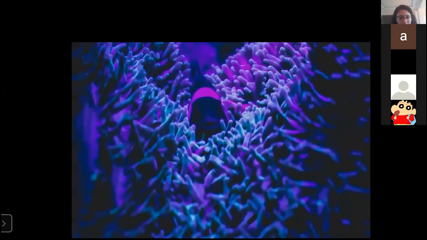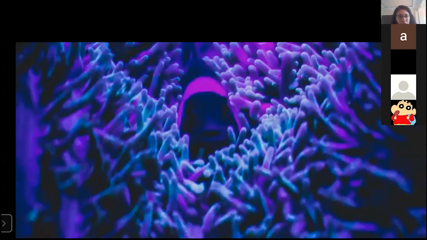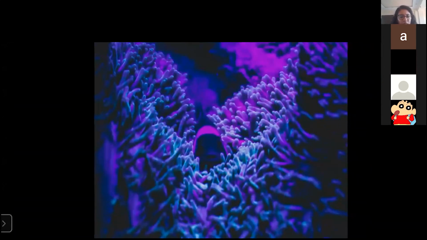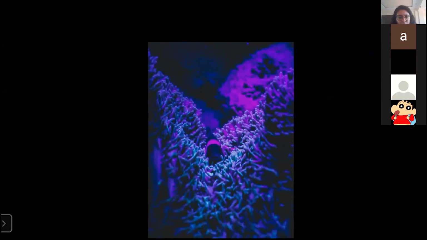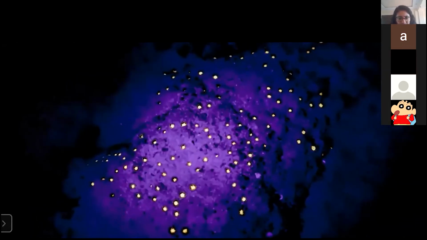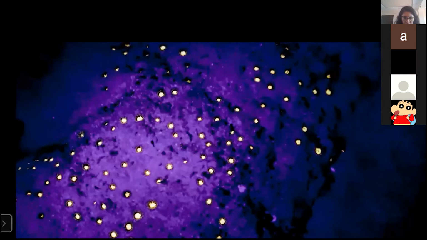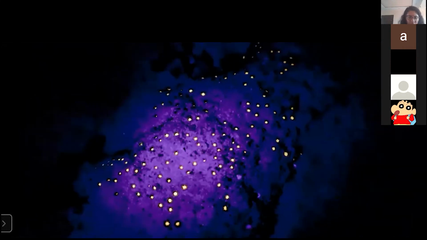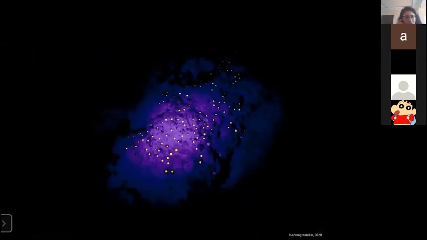Here you can see a small baby clownfish living inside a sea anemone while lit under the UV light. Here you have a different species of coral called solitary corals. Most of the other corals live in big colonies, but these corals actually live solitarily, which means they live in a group but are not attached to each other. So these are called solitary corals, and they reflect a different spectrum of light.